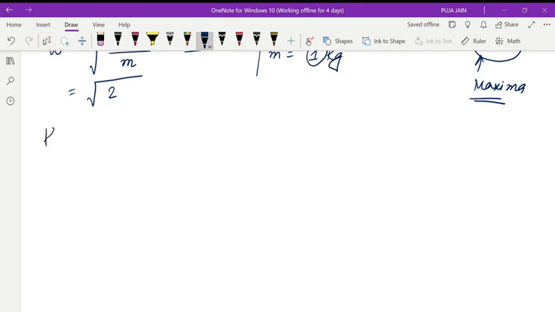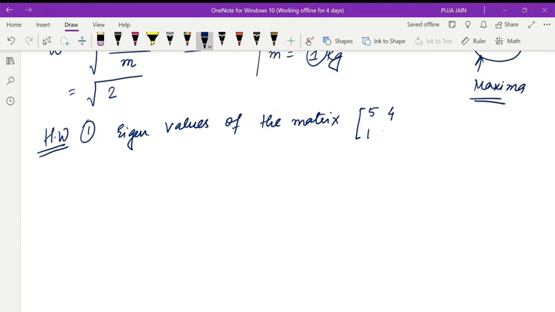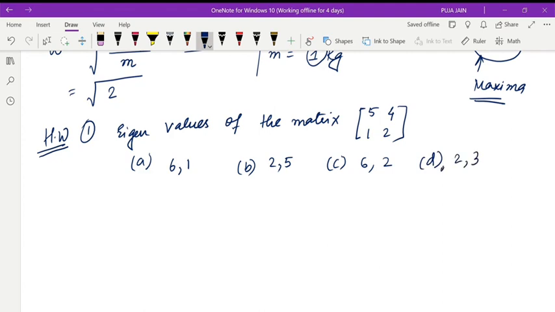Today I will give you some homework. You have to send me the solution in the Telegram group, or tell me which option is correct in the comment section. The first homework is to find the eigenvalues of the matrix 5 4 1 2, and the options are 6 comma 1, 2 comma 5, 6 comma 2, and 2 comma 3.